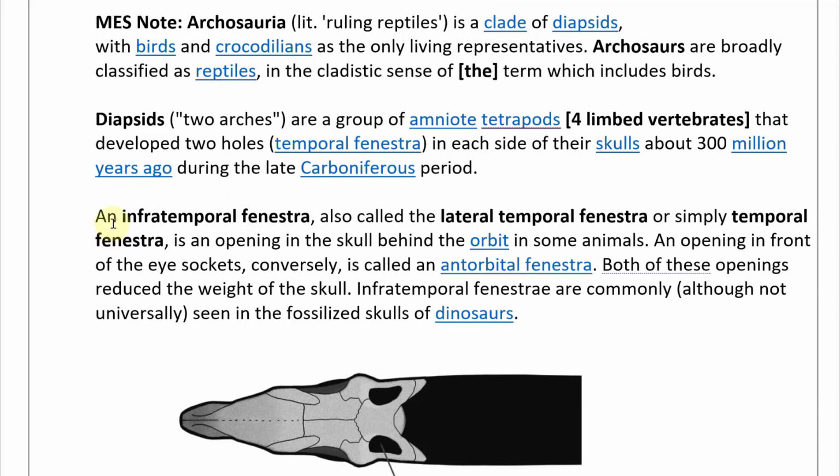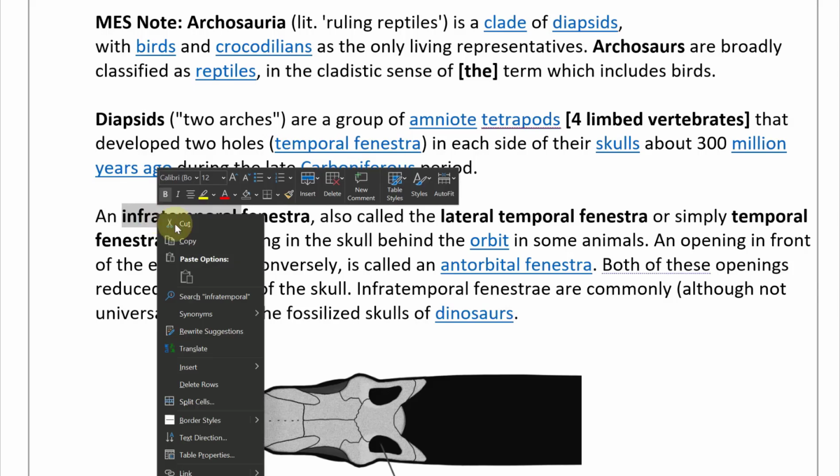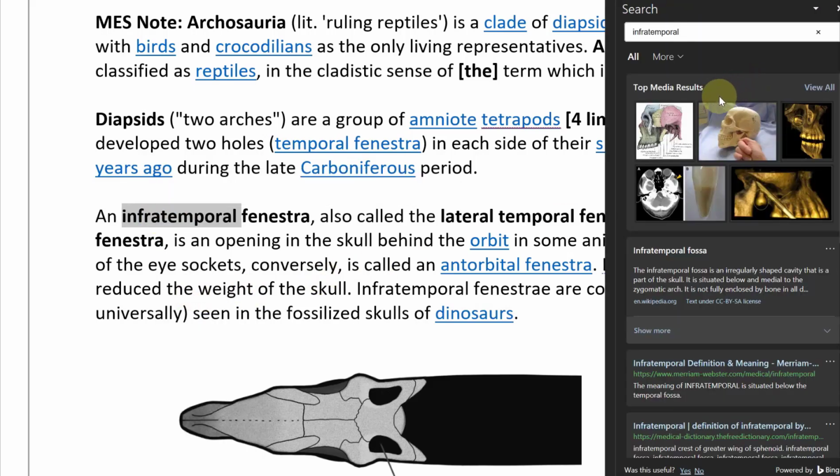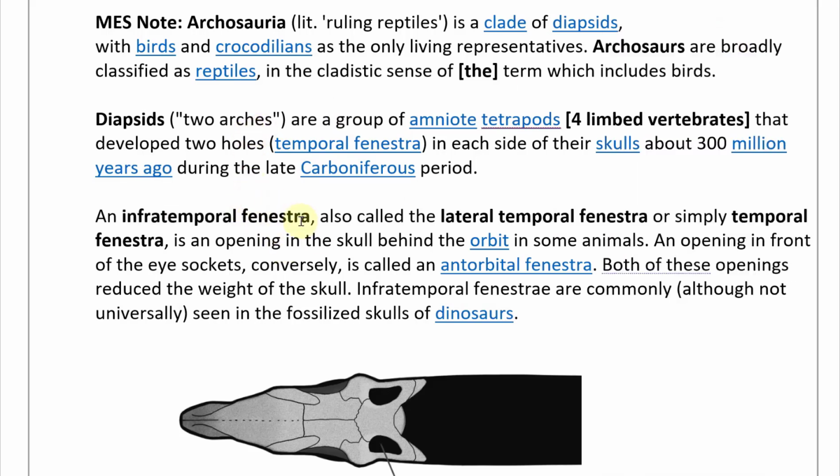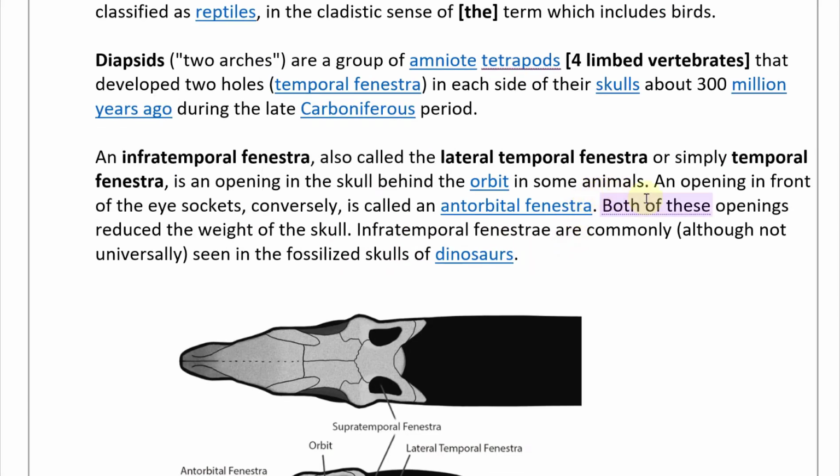And to continue further, infratemporal fenestra, and this is over here, this temporal fenestra. So in infratemporal fenestra, we'll go over this in a bit. Let's just read this. It doesn't have the pronunciation here, so I'm just going to go along with it. The infratemporal fenestra, also called the lateral temporal fenestra, or simply just temporal fenestra, as over here, is an opening in the skull behind the orbit in some animals. An opening in front of the eye sockets, conversely, is called an antorbital fenestra. So antorbital fenestra or infratemporal fenestra. Well, compare the two.